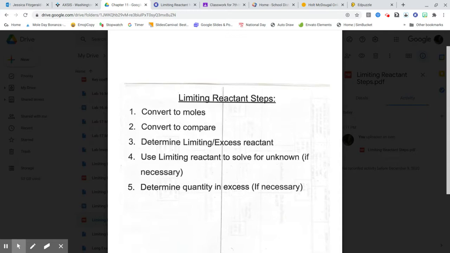And once you know which one is your limiting, you will use your limiting reactant to solve for the other parts of your question, like how much of your product are you going to make? Or if this is my excess reactant, how much of my excess reactant will I use and how much will I have left over?